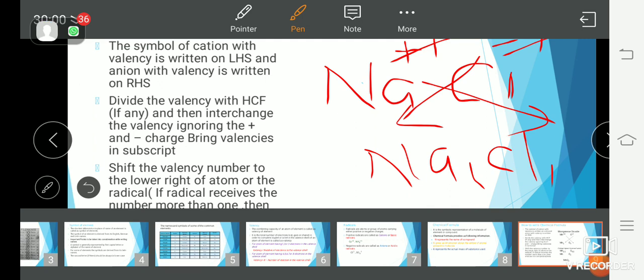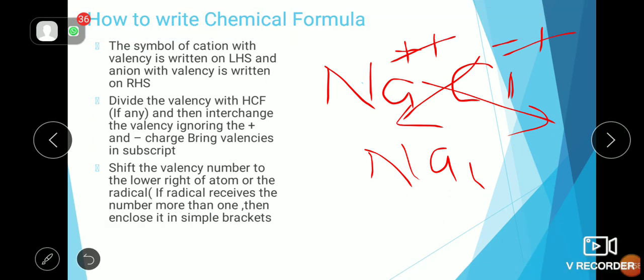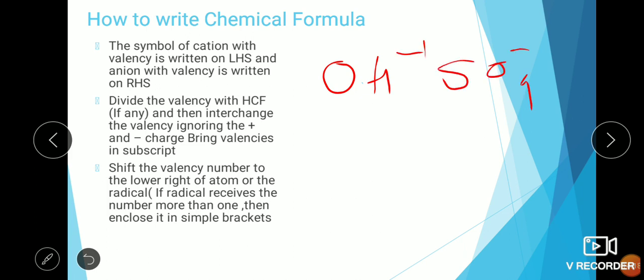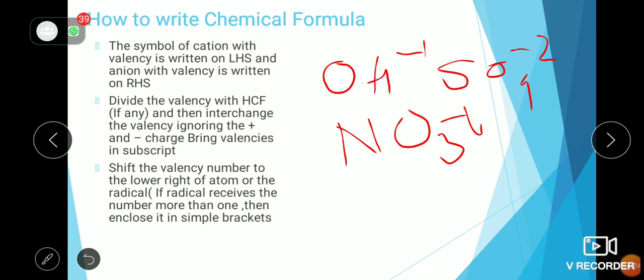Now let us consider certain compounds which have diatomic radicals. Those who are a little worried, let me explain which diatomic radicals I am talking about. Like hydroxide, OH minus, sulfate, SO4 minus 2, nitrate, NO3 minus 1, and so on. You can refer to the textbook, you will get all the radicals which are there in our syllabus. Mostly we are going to use 7 radicals which are diatomic.